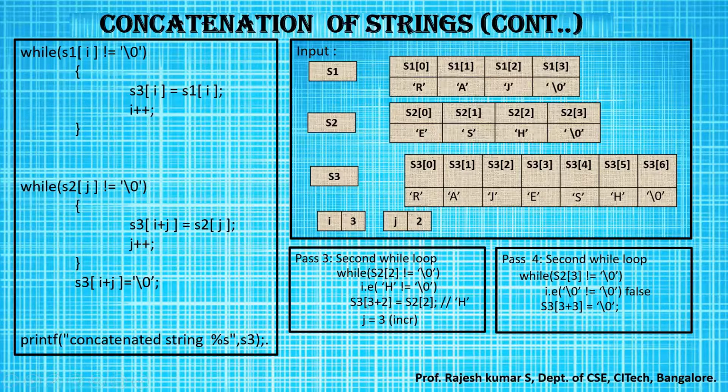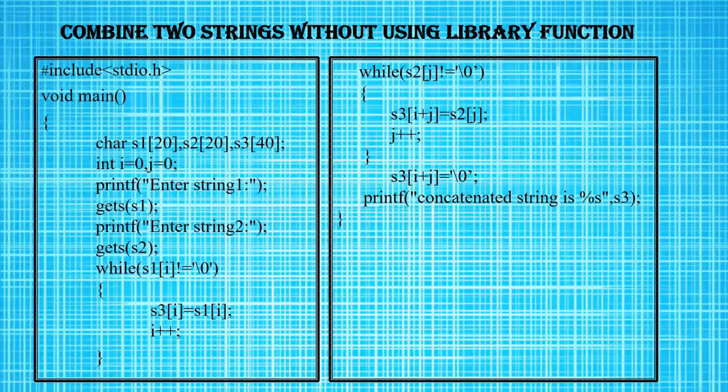This is how we combine two strings. There is a built-in function called strcat, string concatenate. I'm repeating it once again. strcat is a built-in function with which we can concatenate two strings, but here we concatenate without using the built-in function. This is the logic behind the program. Now let's check out the program. The output, you can see, will print Rajesh.